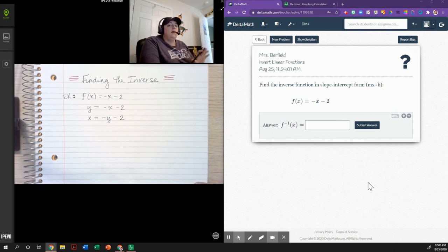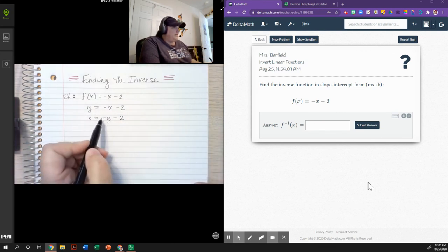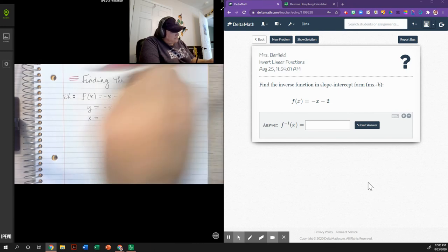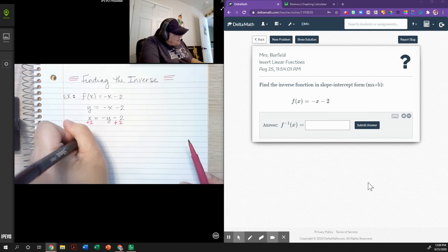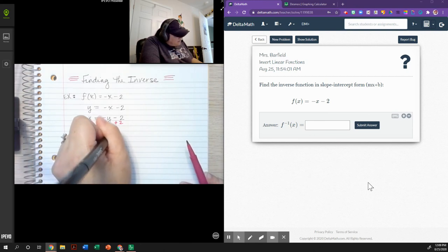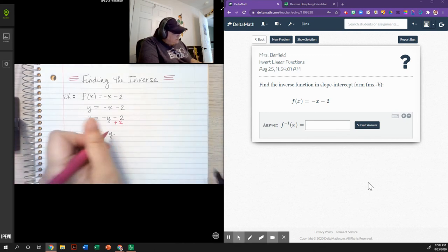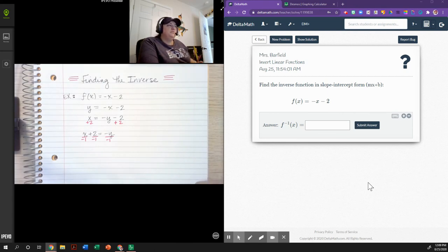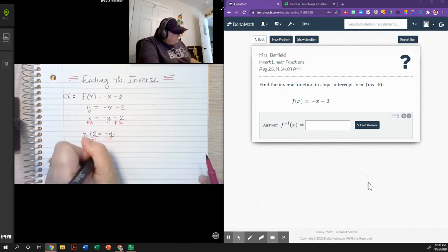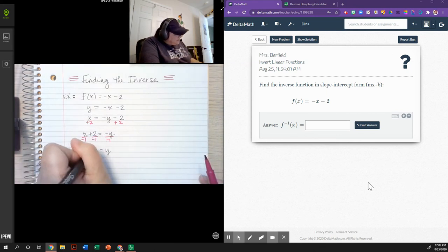Now I'm just going to solve for y. And you've been solving for y since math 1. So I need to get y by itself. So I'm going to add 2. That gives me x plus 2 equals negative y. So I'm going to divide by negative 1. Remember when we solved for y, we divided each one by negative 1, so that way we could see the slope and the y-intercept. We don't want any parentheses in there, we don't want any giant fractions. So y equals negative x minus 2.